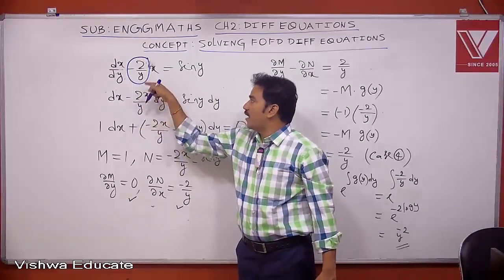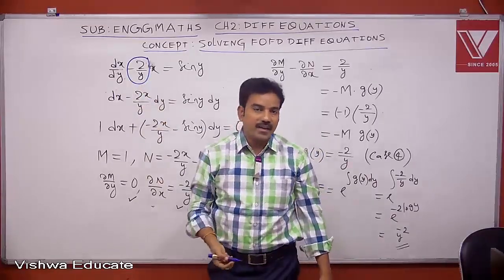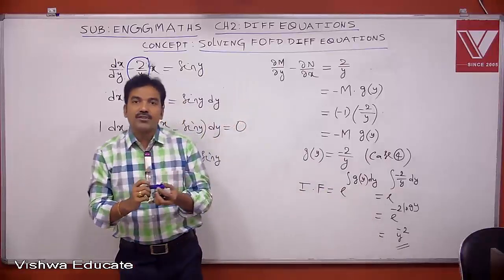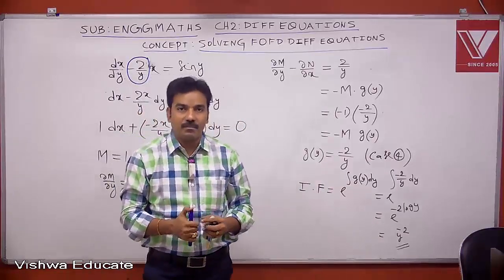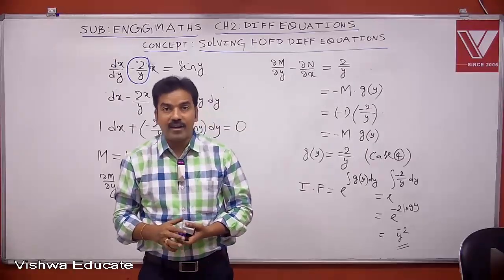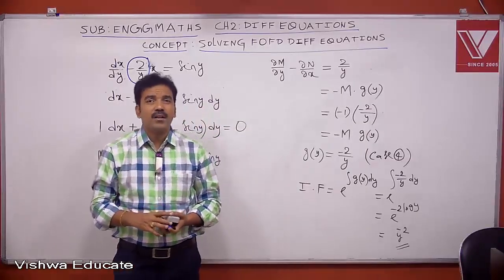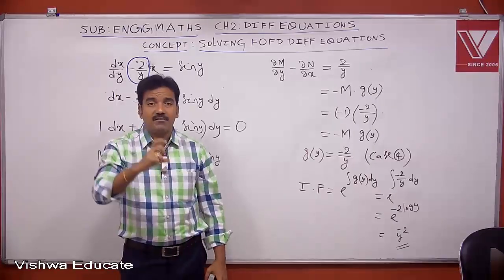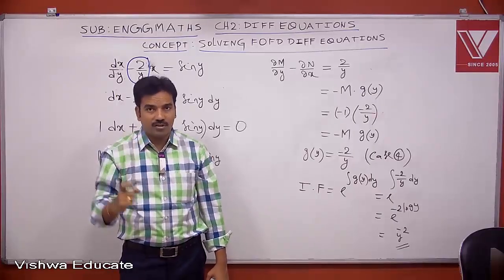Therefore, this g of y is minus 2 by y, and in this case, the integrating factor is y power minus 2. Therefore, whenever the difference of two partial derivatives is minus m into g of y, then the integrating factor is e power integral g of y dy. So when you want to work with case 3 and case 4, just try to identify whether it belongs to a particular form or not.